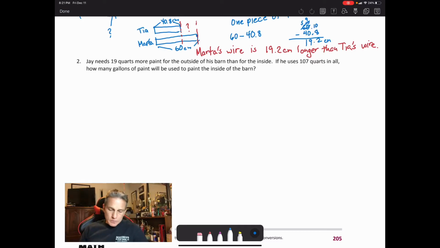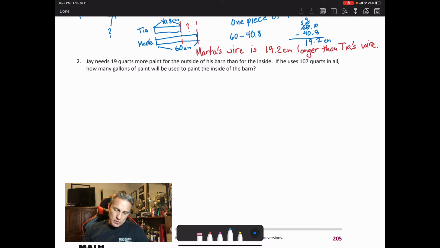Okay, more problem solving from lesson 15 on the homework number 2. So here it is. Jay needs 19 quarts more paint for the outside of his barn than for the inside. If he uses 107 quarts in all, how many gallons of paint will be used to paint the inside of the barn?